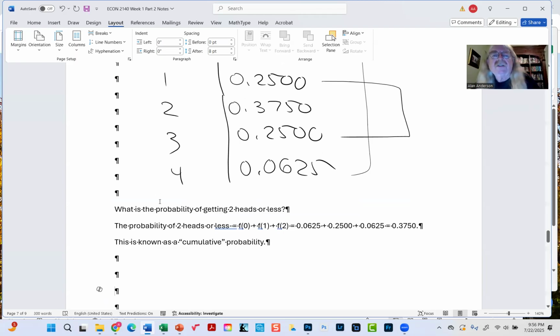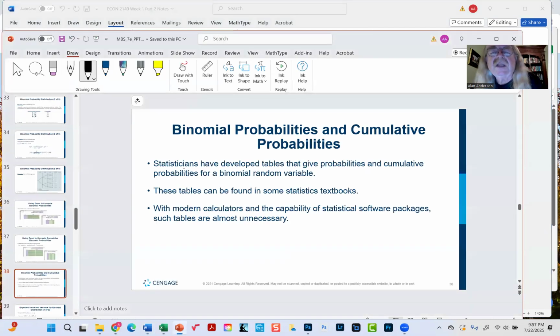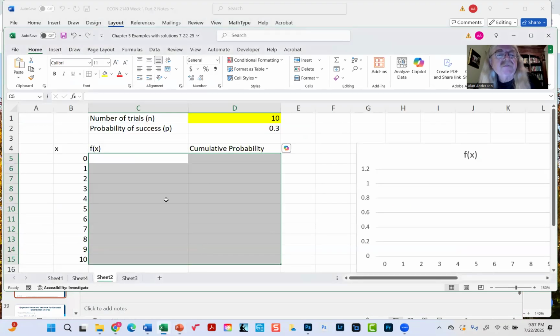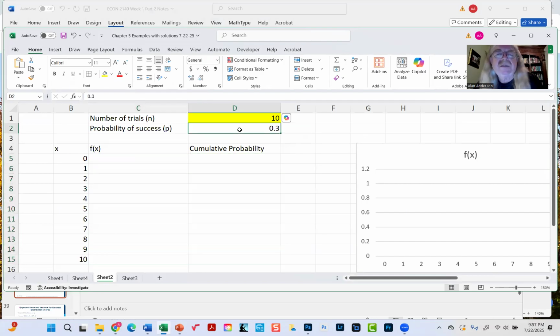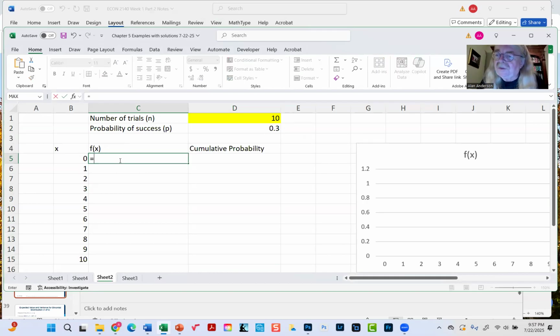So what they're encouraging us to do is actually create an entire chart of cumulative probabilities. We're going to do that right here on sheet 2. This is a case where we have 10 trials and the probability of success is 0.3. In order to do this, we're going to first calculate the actual individual probabilities with our binomial formula.